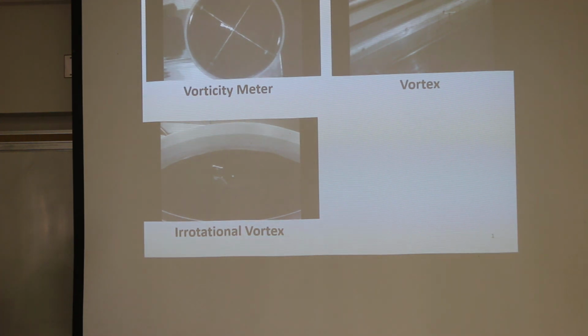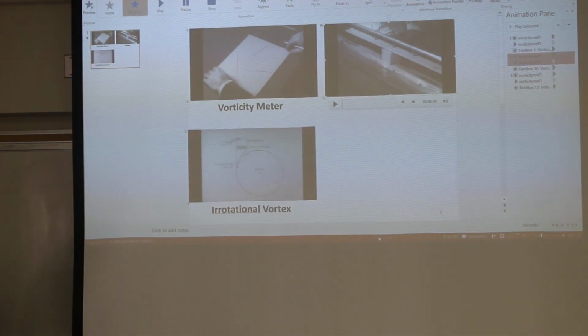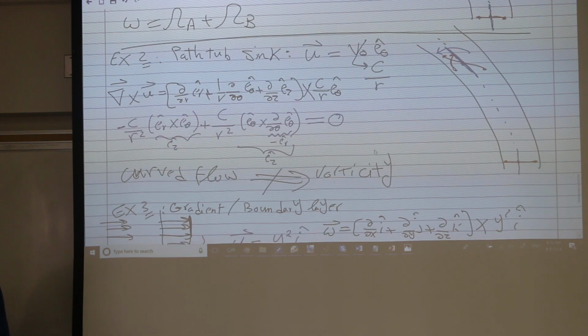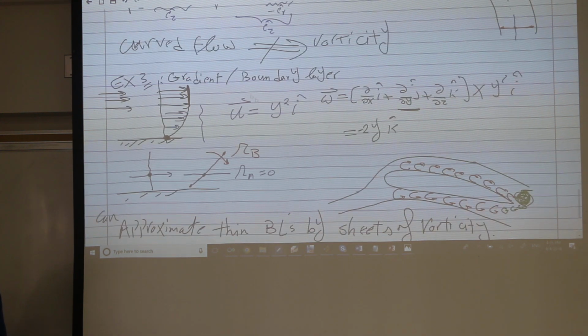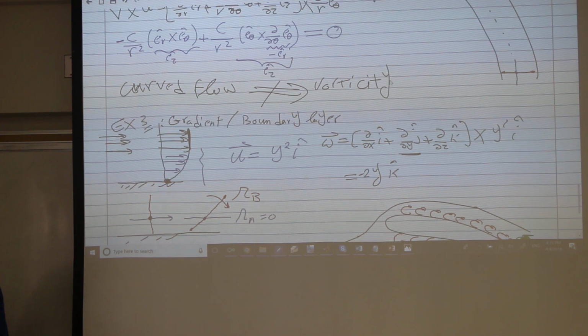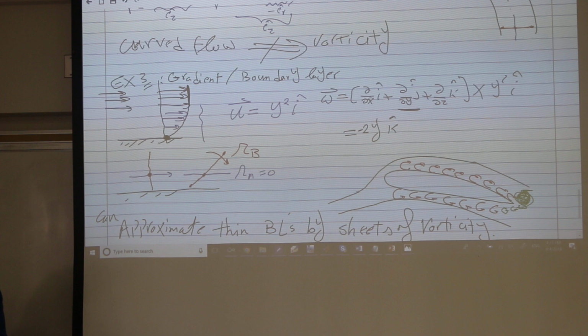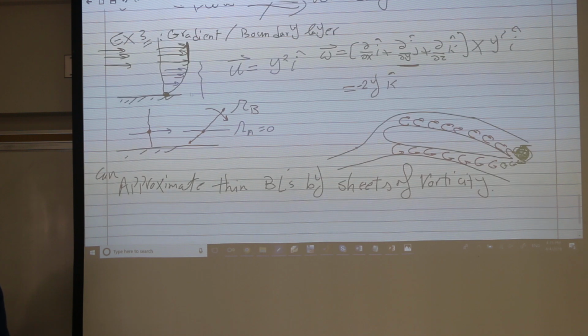Okay, so exit the cool videos and go back to the demonstrations. So we refuted this, saying that curved flow does not imply vorticity, and we just learned that it's the other way around. Also, vorticity does not imply curved flow, right? So here we have vorticity in this straight flow.